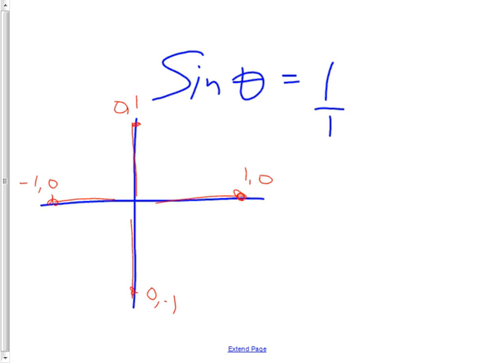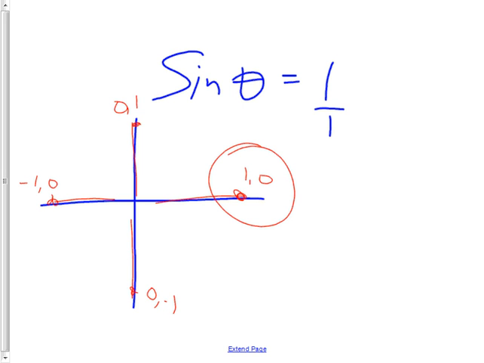So if sine is equal to 1 over 1, then... stop talking, it's distracting me. Sine is y. Do you remember that? Sine is y. All right, so sine's y. Where is y equal to 1? There's 2 spots, right?